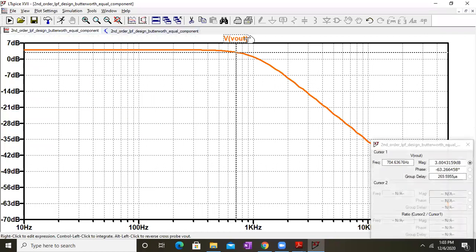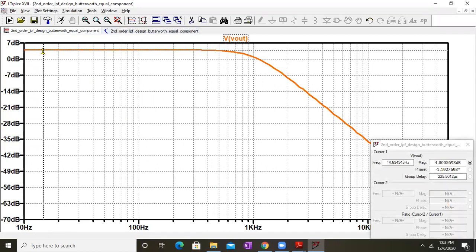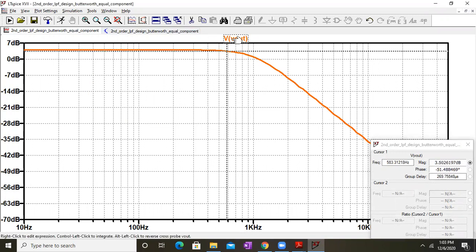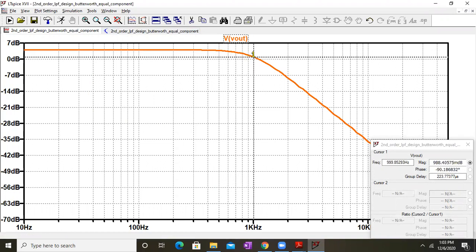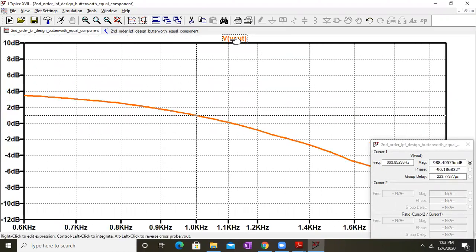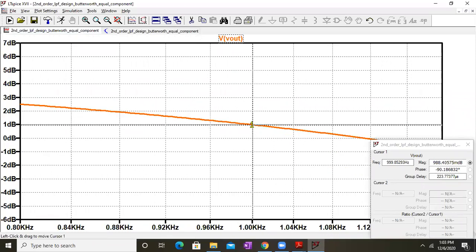Let's check that value. Yeah, as you can see clearly, it's coming out to be 4 dB, 4.0005693 dB. Okay, now how will we check the cutoff frequency? The cutoff frequency will be 3 dB down, meaning around 1 dB you should get the cutoff frequency. So that is the value we are getting over here, very close.